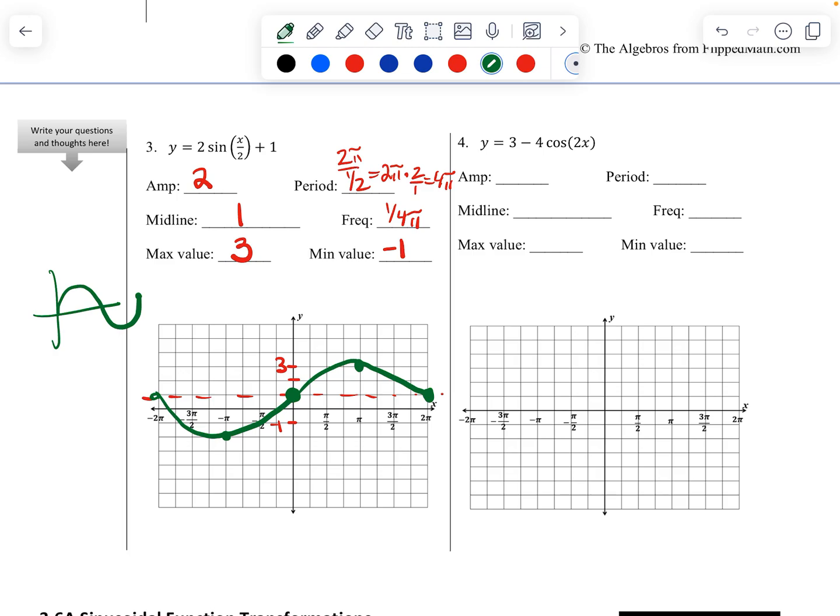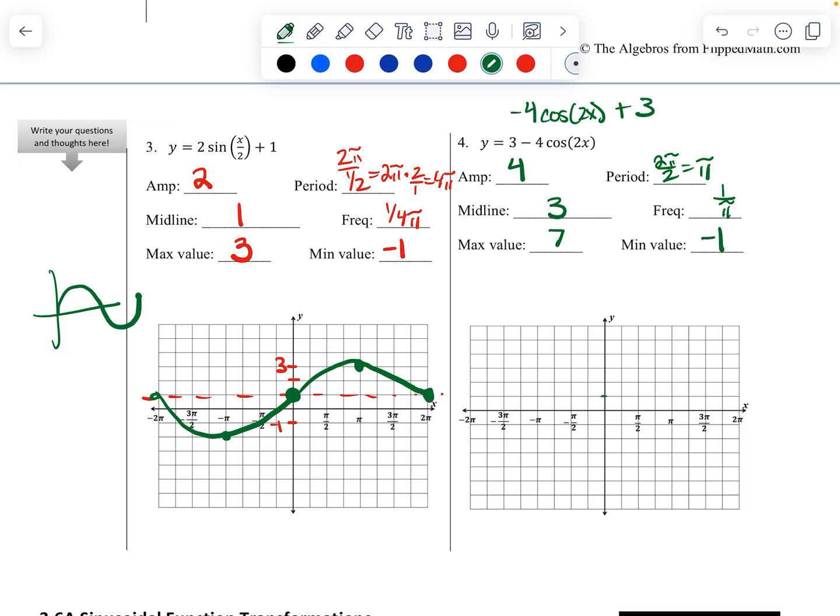Now this one's written in a slightly different way. So let's rewrite this as negative 4, the cosine of 2x. And let's put that plus 3 at the end. So our amplitude is what's right before, so it's 4. Our period would be 2 pi divided by 2, which is pi. But our midline here is 3. Our frequency, 1 over pi. So our max value, well, if our midline is 3, 4 above that is 7, 4 below it is negative 1.